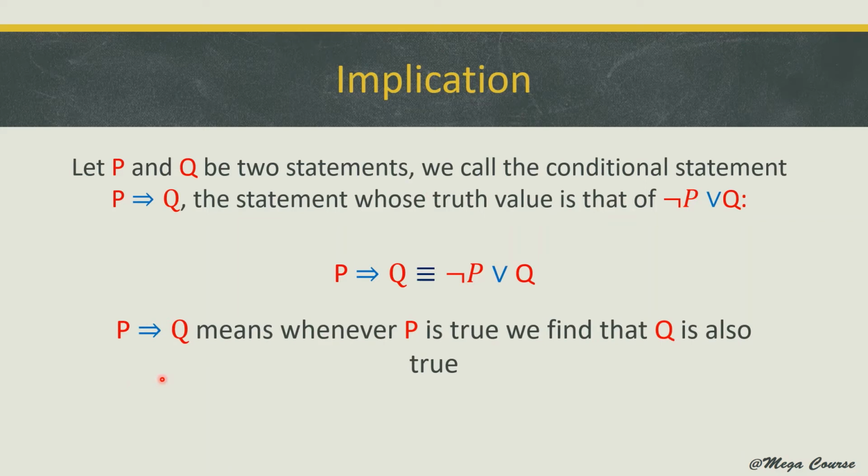P implies Q means whenever P is true, we find Q is also true. Let's talk about it. We have a statement P. Whenever we find that P is true, we can find a statement Q which is also true. Hope you understand what I said.